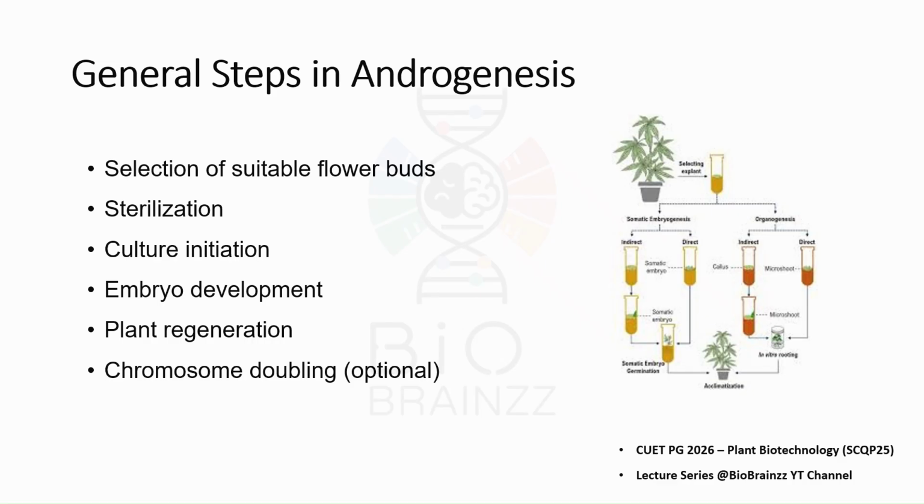General steps in androgenesis. The process begins with selection of suitable flower buds containing microspores. At the correct developmental stage, the plant material is sterilized and cultured under controlled laboratory conditions. Embryos developed from microspores are later regenerated into whole plants. If fertile plants are required, chromosome doubling is performed to convert haploid plants into doubled haploids.